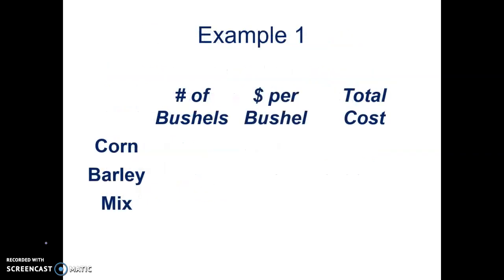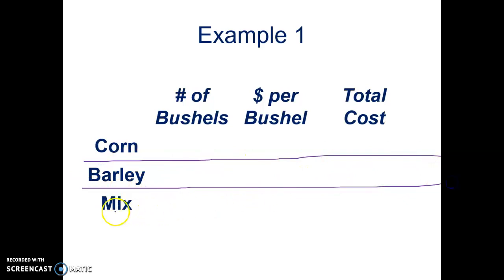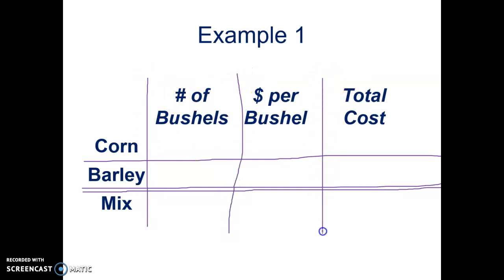So we've created this chart. We've got the two things that we're mixing together here, the corn and the barley. And then we have our final product, the mix, listed here at the bottom. So our charts will always be set up this way, with things that we're mixing up on the top and our total mixture down here at the bottom. And then we have the different pieces of information. We're going to have the number of bushels, the price per bushel, and our total cost.